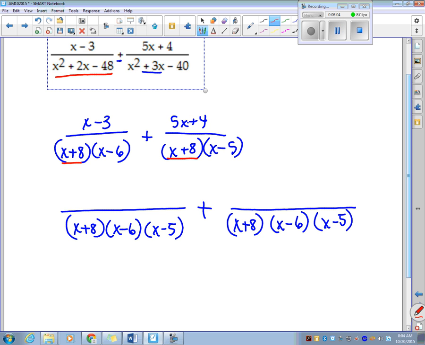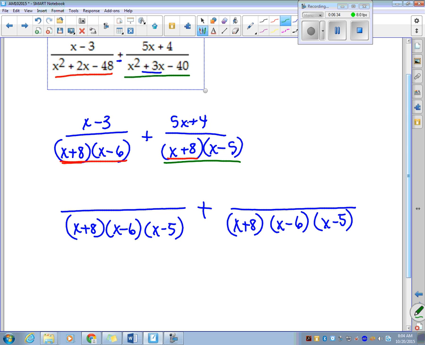Okay. Factors of 48 that add or subtract to give me 2 are 8 and 6. And factors of 40 that add to give me 8 are 8 and 5. So this is equal to this, and this is equal to this, right? They're just factored. And the reason I factored them is to see if they had any common factors, because that helps me find the common denominator.